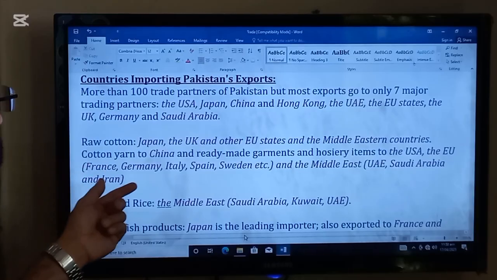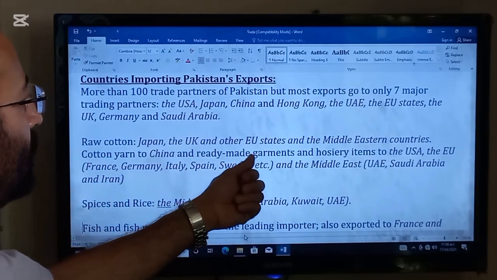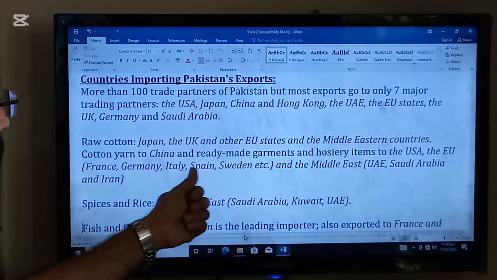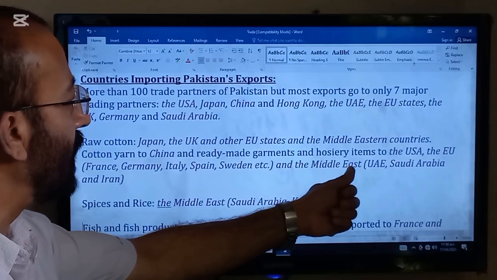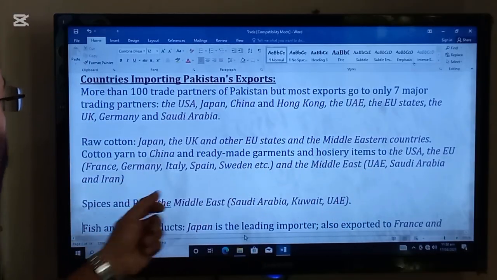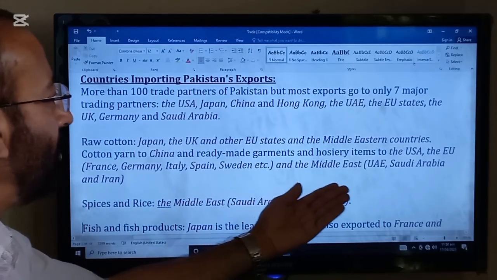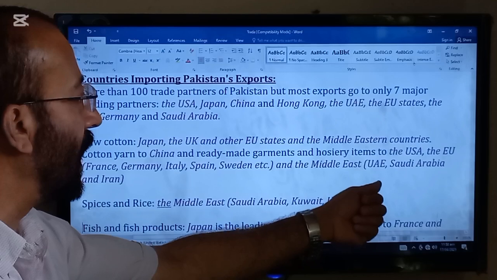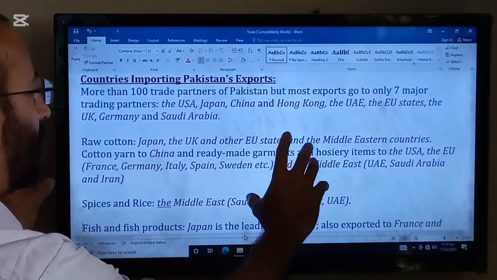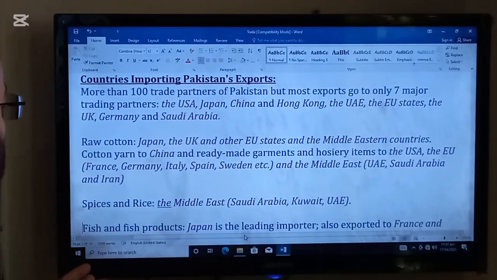Raw cotton is exported to Japan, the UK, the other EU states and the Middle Eastern countries. Cotton yarn goes to China, and ready-made garments and hosiery items go to the USA and the EU states. The EU states are countries like France, Germany, Italy, Spain, and Sweden, etc. And the Middle Eastern countries are like Saudi Arabia and Iran. So these are the countries to which raw cotton is exported.